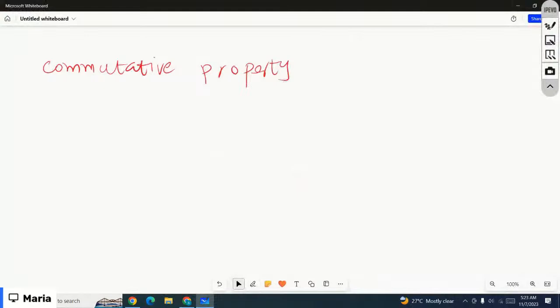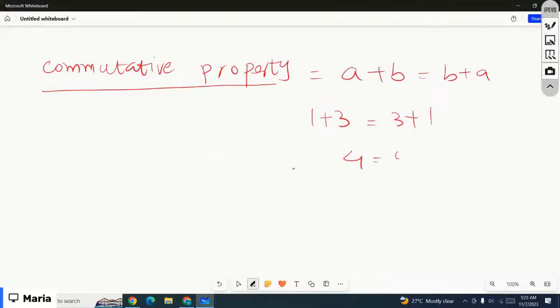So what is the commutative property? The commutative property of addition is if you add a plus b or b plus a, the answer is exactly the same, right? Like if you do 1 plus 3 or 3 plus 1, the answer is exactly the same. That means the order doesn't matter in the case of addition. If you do a plus b or b plus a, the answer is the same.